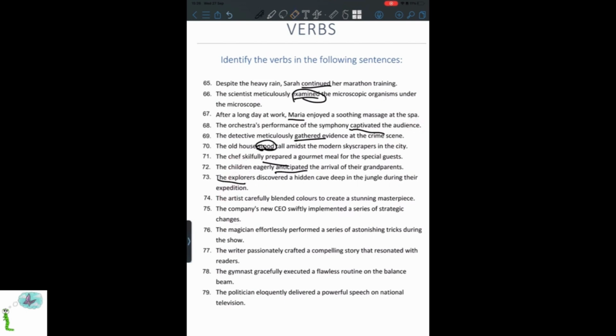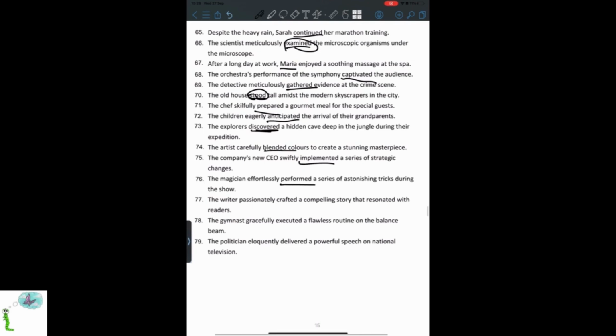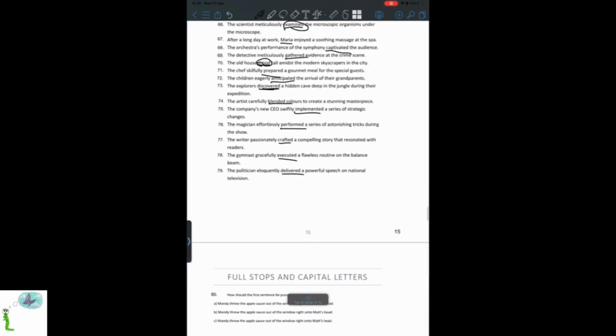So it's question 73, the explorers discovered, that's going to be the verb. The artist carefully blended, the company's new CEO swiftly implemented, the magician effortlessly performed. These are also big giveaways, the adverbs. If there's an adverb, there's probably a verb following it. Right? The writer passionately crafted, the gymnast gracefully executed, the politician eloquently delivered. So those are pretty easy, and hopefully you got them all right.